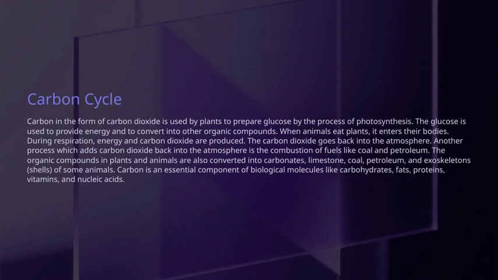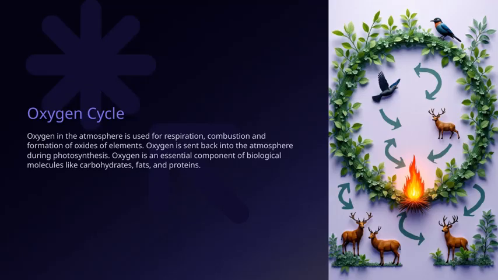Finally, carbon is not just a part of the cycle, it's a vital component of many biological molecules. It's found in carbohydrates, fats, proteins, vitamins, and nucleic acids, all essential for life. So, in essence, the carbon cycle is a continuous movement of carbon through different forms and reservoirs, connecting all living things and the environment. Let's talk about the oxygen cycle. Oxygen in the atmosphere plays a crucial role in many processes.